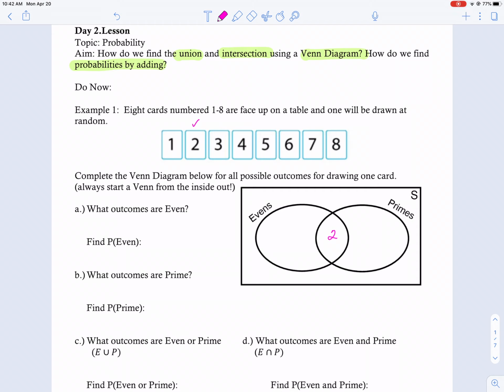All the other evens, 4, 6, 8, are not prime. So some of the prime numbers, what are prime and definitely not even: 3, 5, 7. Evens, we know 2 is already in there, but we could also use 4, 6, and 8, which leaves us with only one other one missing, and that's the number 1. Is 1 prime or even? No. So where does that belong? Just anywhere outside of the Venn diagrams.